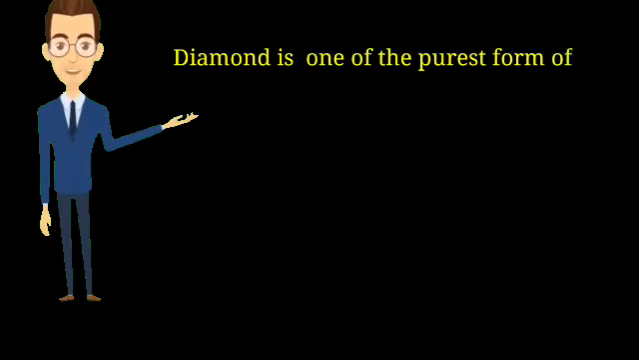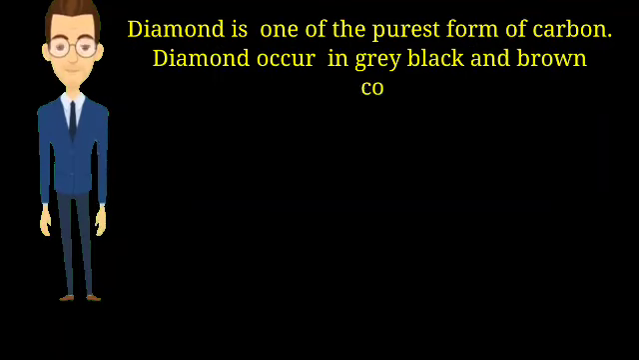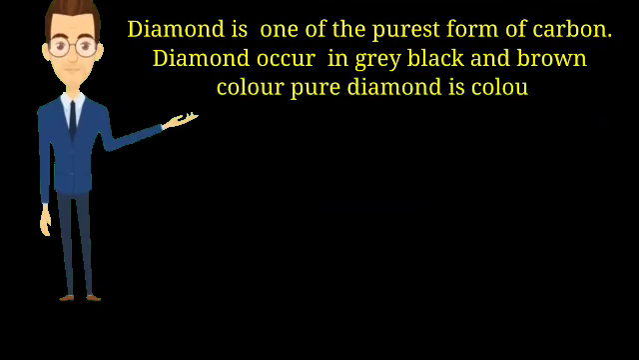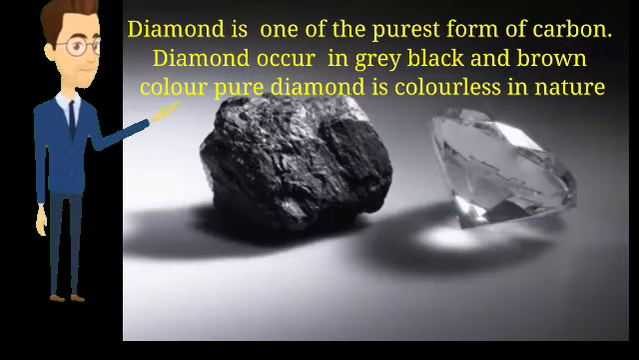Diamond is one of the purest forms of carbon. Diamond occurs in grey, black, brown colors, but pure diamond is colorless in nature, and you can see the figure of pure diamond.